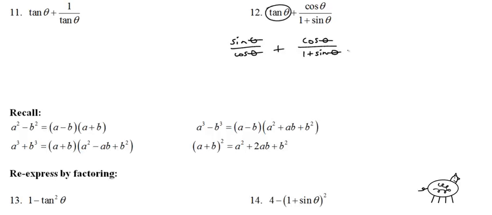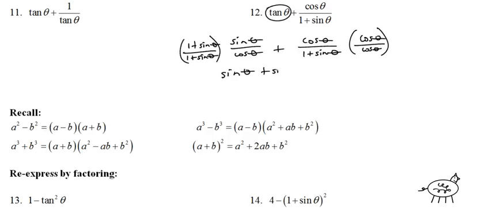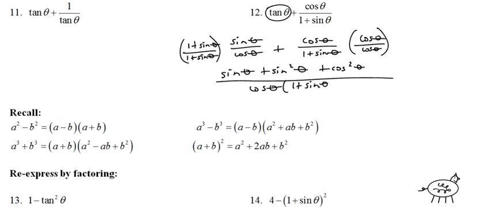Okay, and then now let's get a common denominator. I'm going to multiply this one by 1 plus sine of theta, and this by cosine of theta. So on top I get sine of theta plus sine squared of theta plus cosine squared of theta. Oh, that's kind of nice. And at the bottom I get cosine of theta, 1 plus sine of theta.